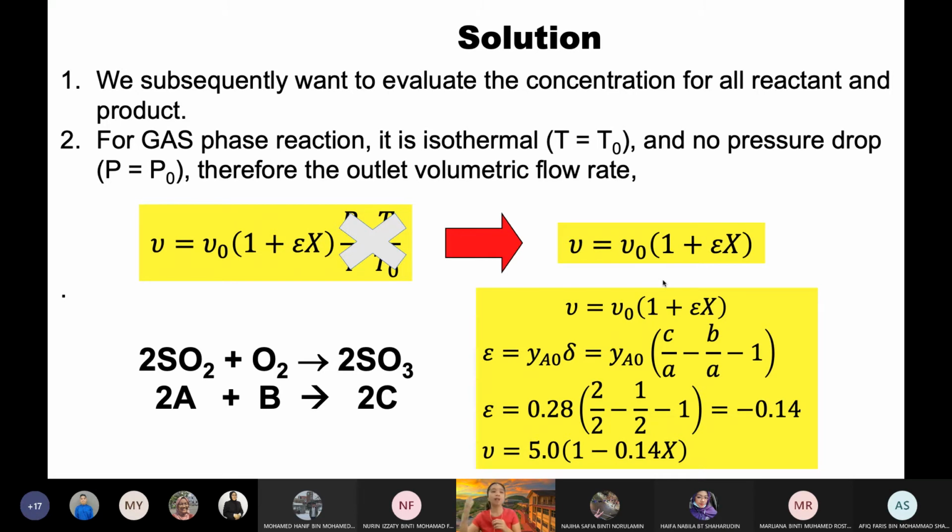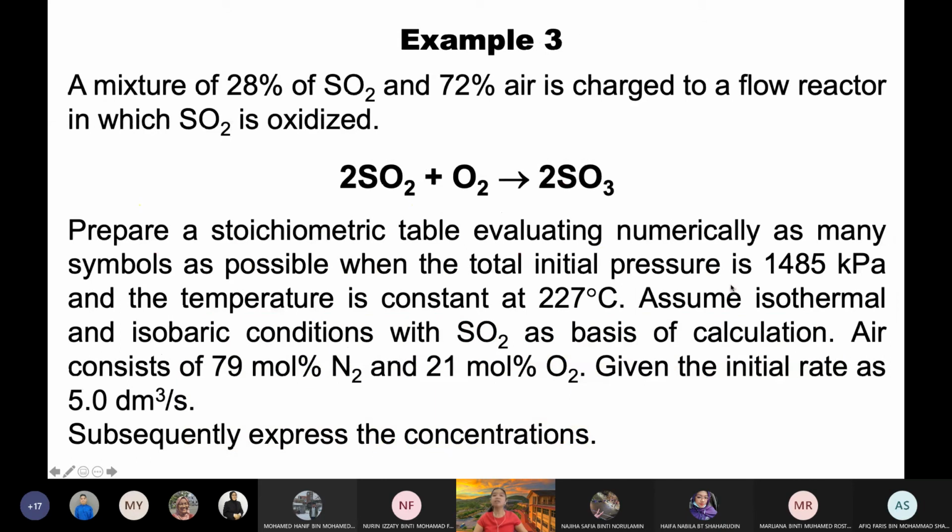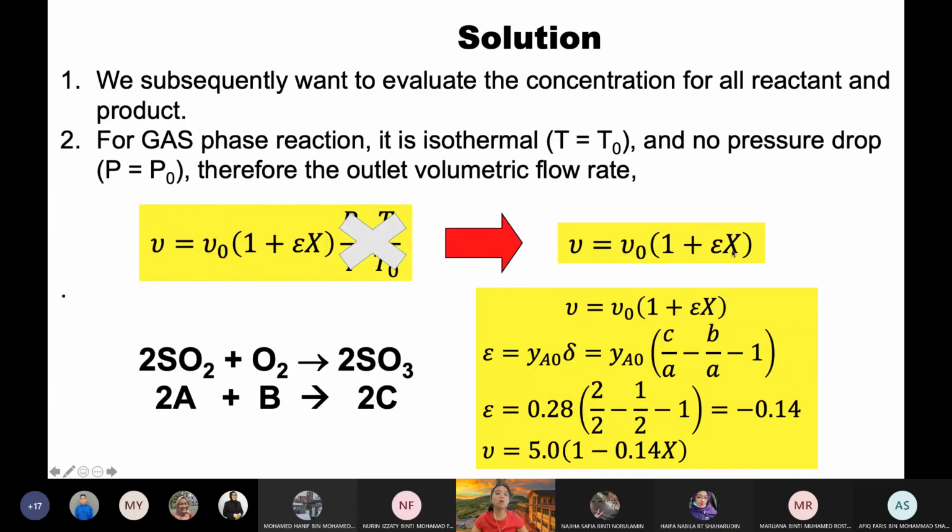Okay, so apa yang kita buat? Inlet volumetric flow rate we know is 5. So kita ganti epsilon naught dengan 5. Next, dalam bracket 1 plus epsilon. So epsilon tu kita kena carilah. X tak apa, X kita tak tahu juga. In the question I think they didn't tell us the X, right? They didn't give us the X. So kita boleh biarkan X itu dulu. But the epsilon we can find.